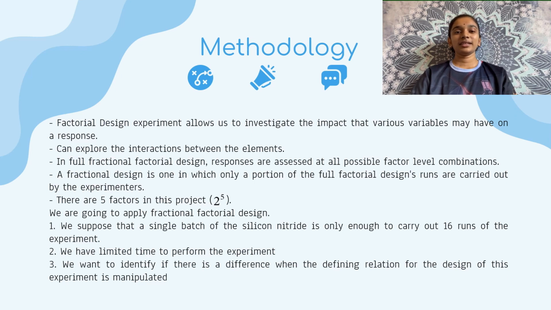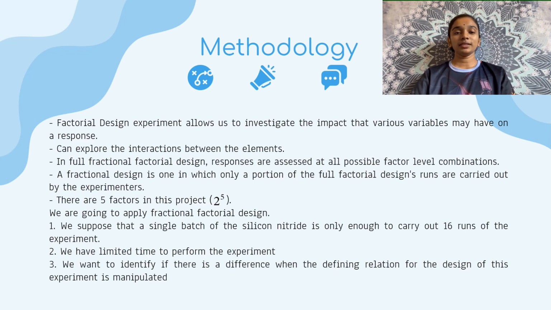A factorial design experiment allows us to investigate the impact that various variables may have on a response. We can explore the interactions between the elements. As we know, in a full factorial design, responses are assessed at all possible factor level combinations. A fractional design is one in which only a portion of the full factorial design runs are carried out by the experimenters. There are 5 factors in this project, which is also known as 2 to the power of 5. Plus, we are going to apply fractional factorial design.